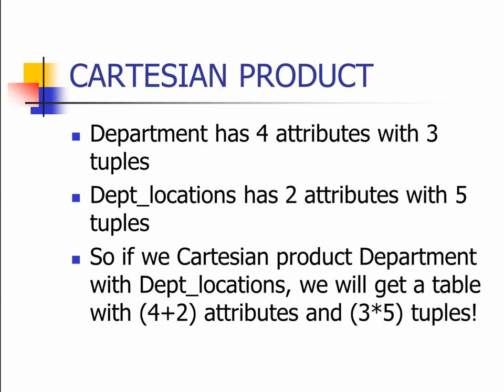Think about this. If we try to do a Cartesian product between the two tables, department and department locations, first of all, how many attributes will the new table have? The new table will have 4 plus 2 attributes. And how many tuples are created if we Cartesian product these two tables together? We will end up with 3 multiplied by 5, which is equal to 15 tuples.